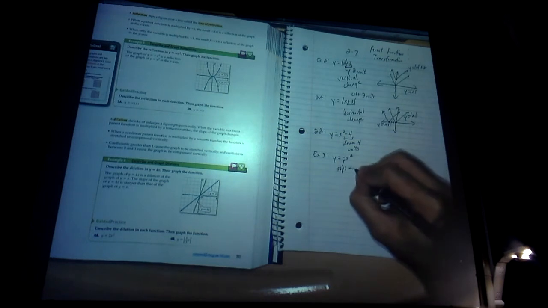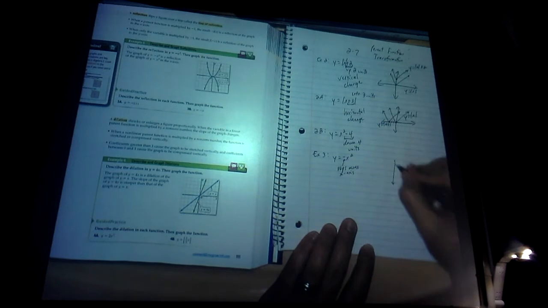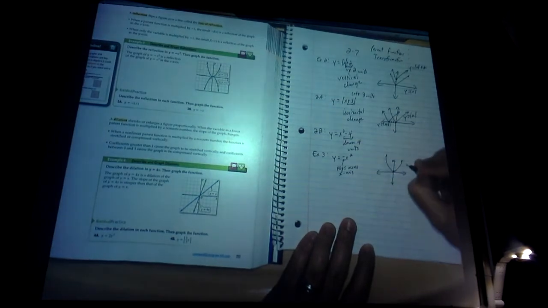So this flips across the x-axis. Well, you're like, well, it flips what? Well, it flips the parent function. So normally, a y equals x squared graph is right there, and we've got a parabola. So that's y equals x squared.